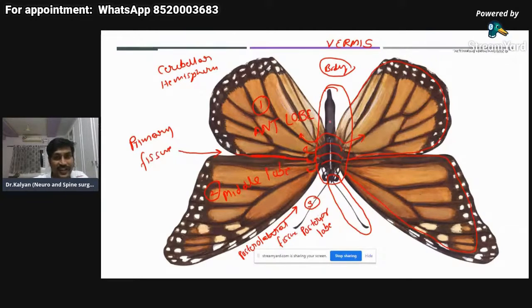Right. The majority of you were able to identify the vermis. Second, identify the three lobes of the cerebellum. Lobe number one is the anterior lobe. Lobe number two is the middle lobe. And lobe number three is the posterior lobe. Remember, this antenna of the butterfly along with the head forms the posterior lobe.